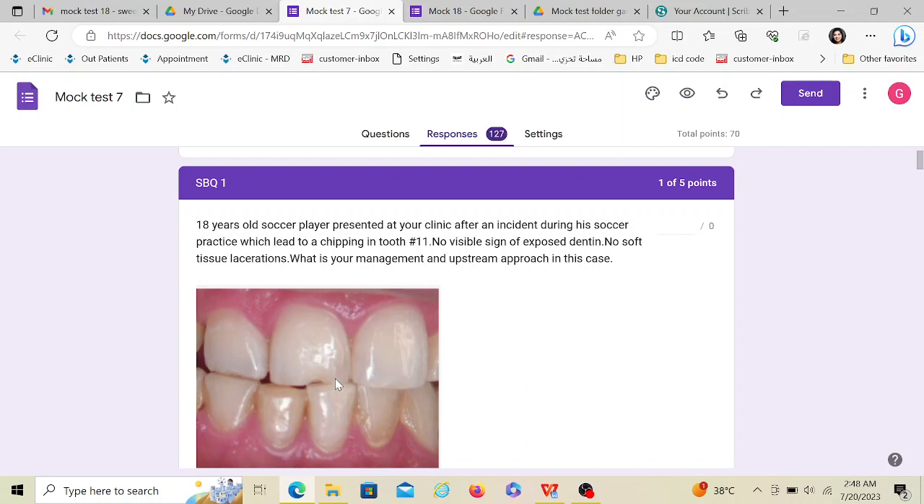The first thing is you're going to ask the patient, are you all right? Do you have any neck injuries? Do you feel dizzy or unconscious or something like that? Did you feel like that? Did you vomit? Everything is a negative answer. Then you'll start focusing on the area of interest, which is his tooth. Before that, you have to make sure that the patient is all right.